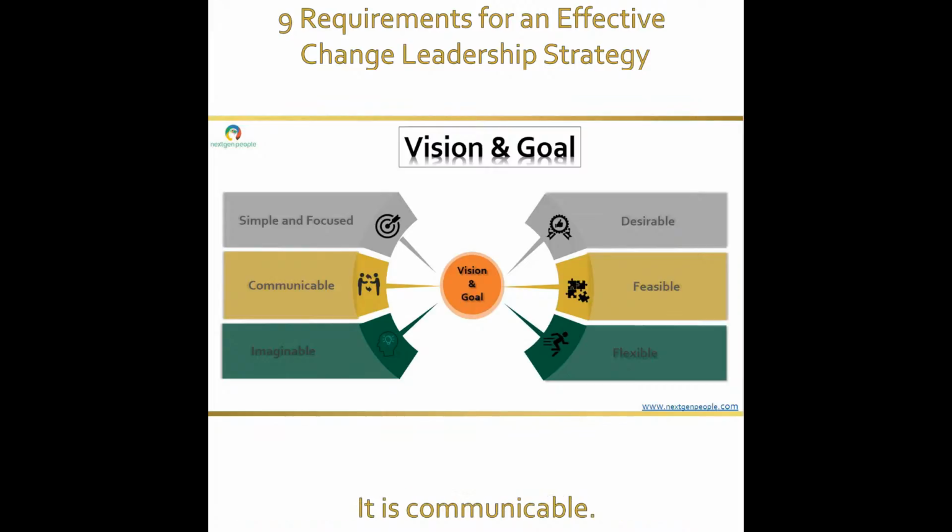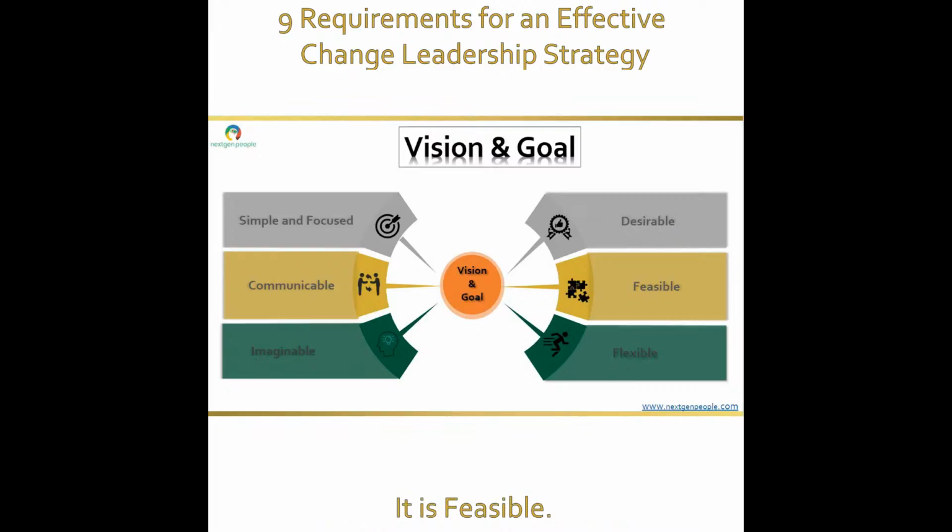It is communicable. So that means it's clearly and able to be communicated to others in a way that they easily understand. It is imaginable. It's a believable idea is what that means. If you cannot get others to believe in that idea, then how are you going to get them to participate in it, to support and contribute to it? It takes more than one person to make an organizational transformation happen. And it is desirable. That means that people see what's in it for the organization. And hopefully they see what's in it for them. They can see the benefits.